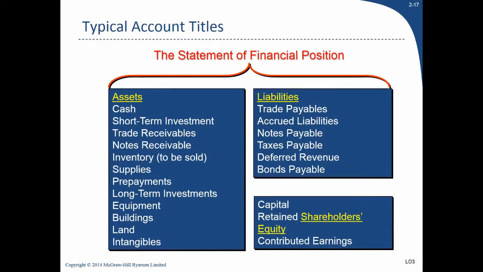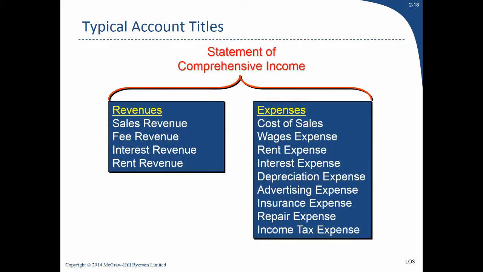Nothing new here. This is how a statement of financial position looks. Notice assets on the left, liabilities and shareholders' equity on the right. This goes back to the fundamental accounting equation. Assets on the left equals liabilities plus shareholders' equity on the right. There's a reason financial statements are set up in this manner. Statement of comprehensive income, or the income statement, revenues and expenses.